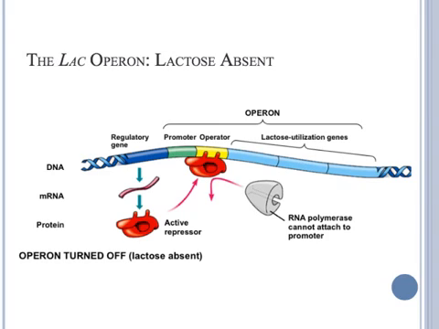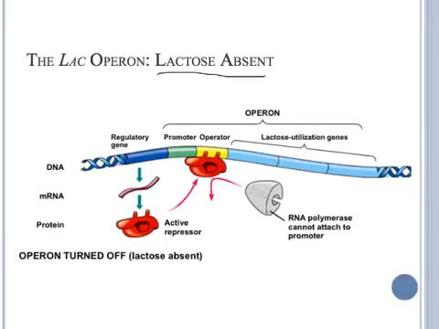So first we're going to look at a situation where there's no lactose. Think, if there's no lactose, I do not need an enzyme to break down lactose, so I would not want to transcribe and translate this gene. I would not want to make this protein if there was no lactose.